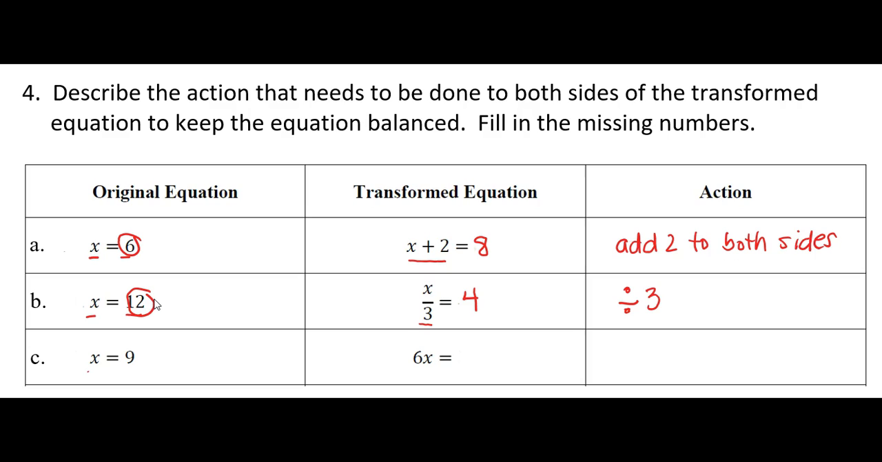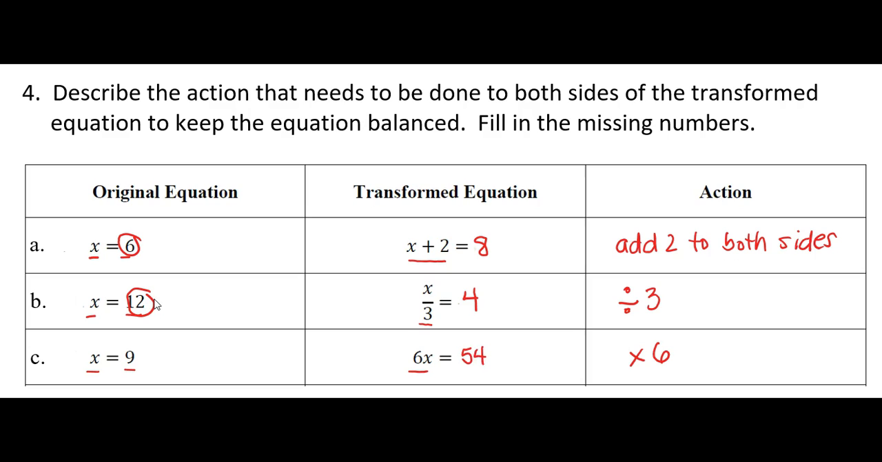In question C, I started with x equals 9. I changed the left-hand side to 6 times x. So I have to multiply both sides by 6 to keep it balanced. 9 times 6 equals 54.